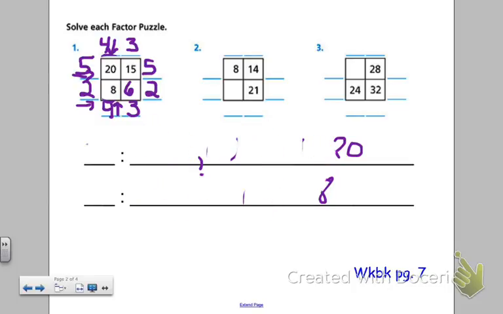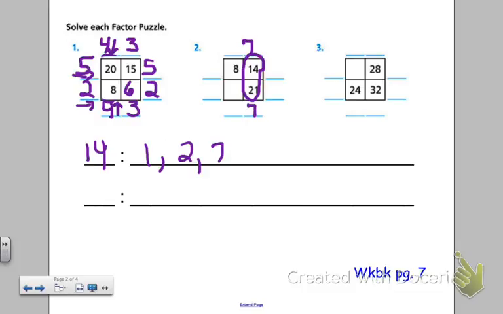Let's look at number 2. Now again, you can look at columns, you can look at rows, just pick where you see 2 numbers together. So maybe I'll look at a column first this time. Maybe I'll look at 14 and 21. Right away, I'm pretty sure 7 is going to be the common factor, because the only other thing they have in common is 1. And again, if you're not sure, make your list. List out all the factors of 14. List out all the factors of 21.